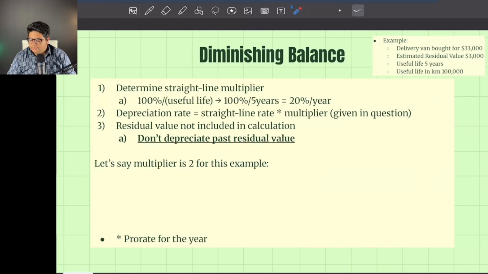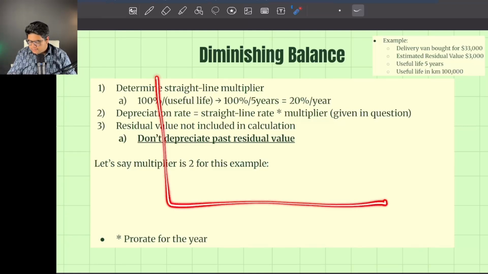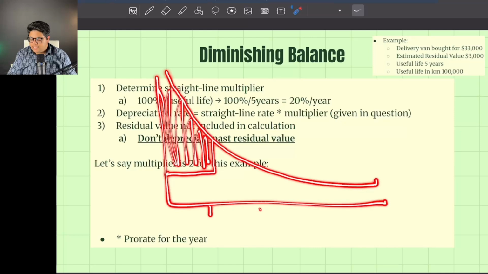Let's go on to diminishing balance. So with this, you essentially have the assumption that assets depreciate faster towards the start of their life as opposed to less when they're close to the end of their life. For example, on a curve, it would look something like this, because let's say after year 1, you've depreciated so much value. But after year 2, you've only depreciated a little bit. After year 3, even less than that.